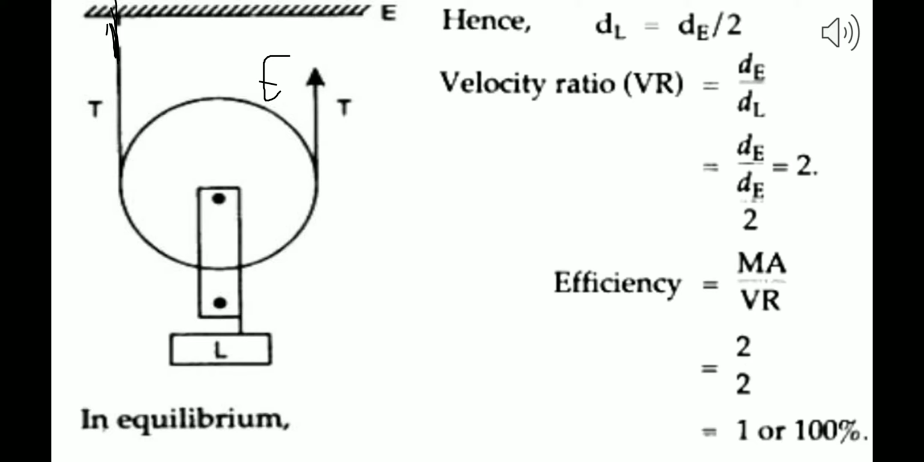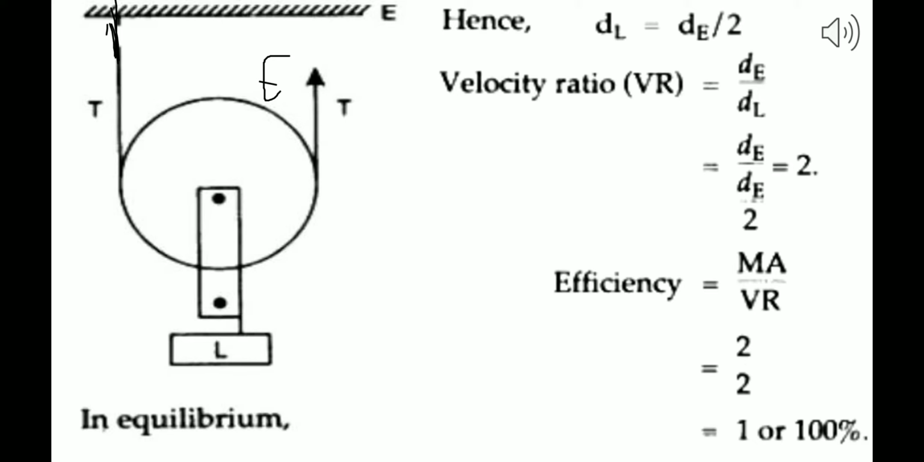So let's see here velocity ratio. We were talking about the movement of load. So dl will be de by 2. Distance moved by the load is half the distance moved by the effort. So distance moved by effort is de, and half the de is dl. So velocity ratio will become de by dl, and therefore de by de upon 2, and therefore velocity ratio also happens to come as 2.